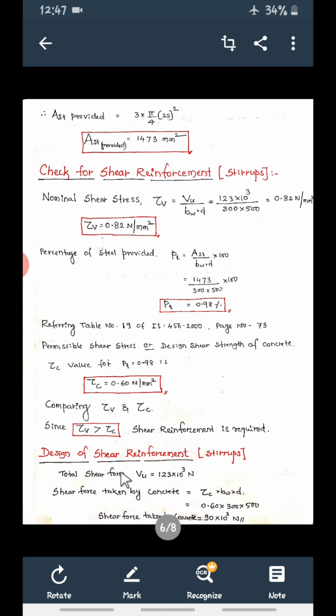Now what is the total shear force? The total shear force VU is equal to 123 into 10 raised to 3 Newton.